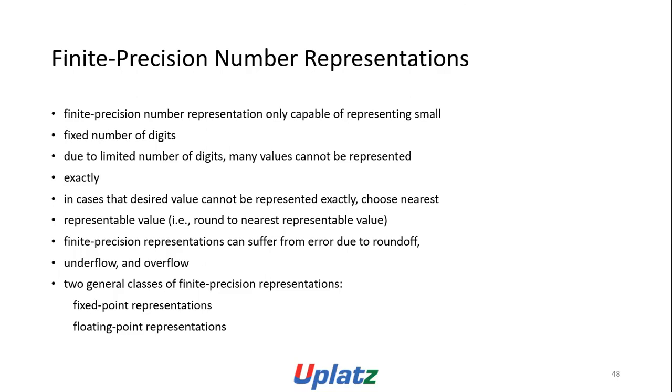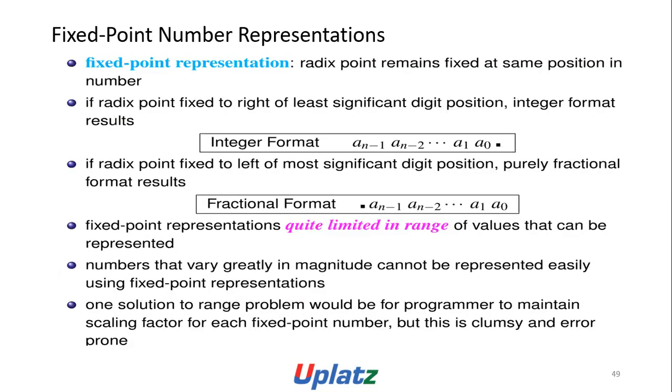There are two general classes of finite-precision representation: fixed point representation and floating point representation. In fixed point representation, the radix point remains fixed at the same position in the number. If the radix point is fixed to the right of the least significant position, the result is the format a(n-1), a(n-2), ..., a1, a0 dot. If the radix point is fixed to the left of the most significant position, it is a purely fractional format: dot a(n-1), a(n-2), ..., a1, a0.